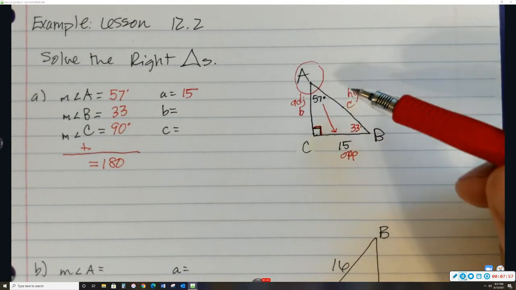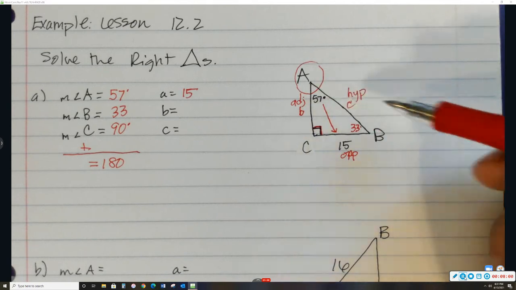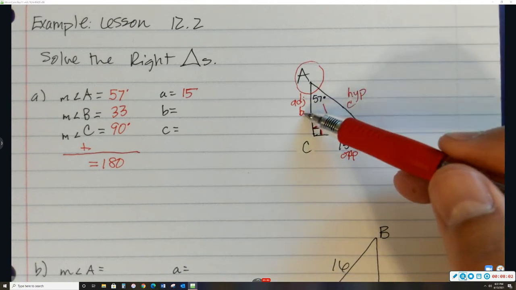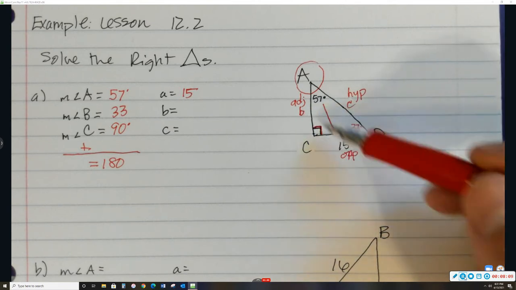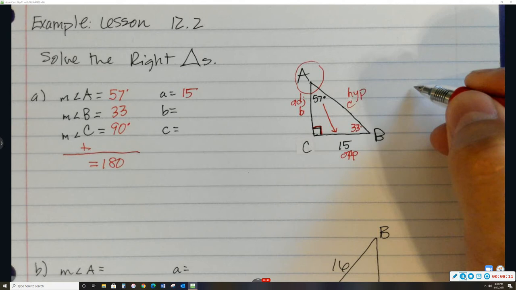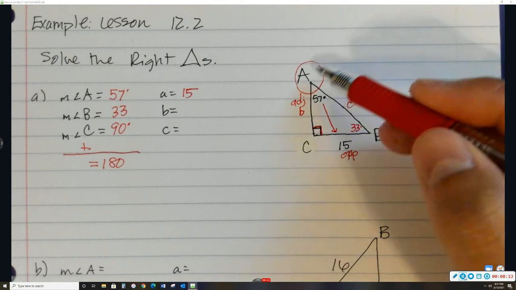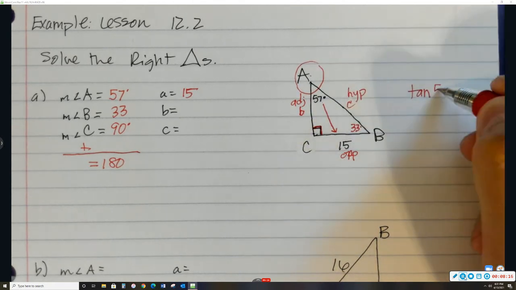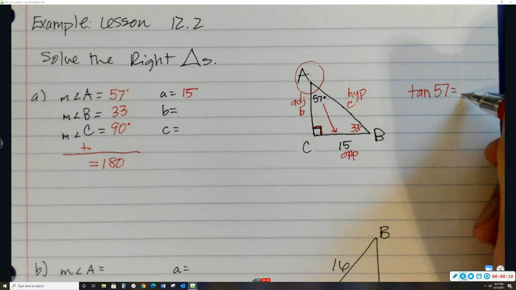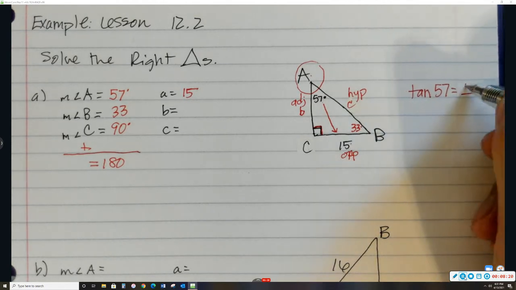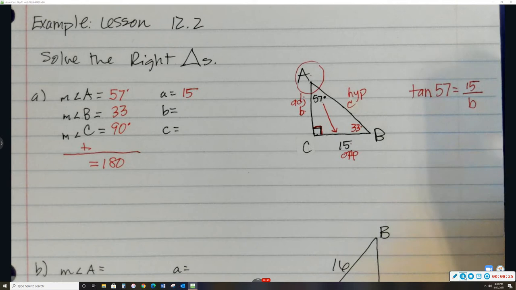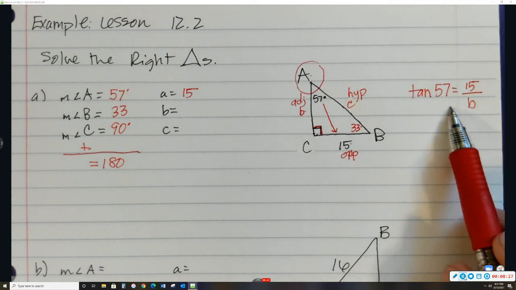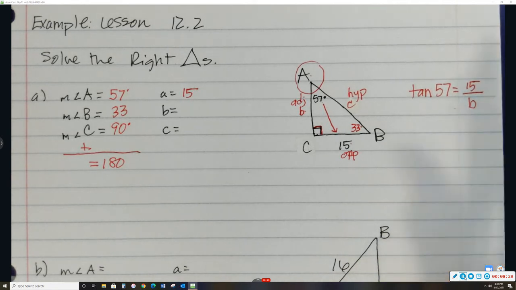Okay, so then I can write this ratio to find B. I have opposite and adjacent. I can use that ratio, and that's the tangent ratio. Tangent of angle A, which I know is 57, is equal to the length of the opposite side over the length of the adjacent side. And then I can solve this, and that'll give me my measure for B.